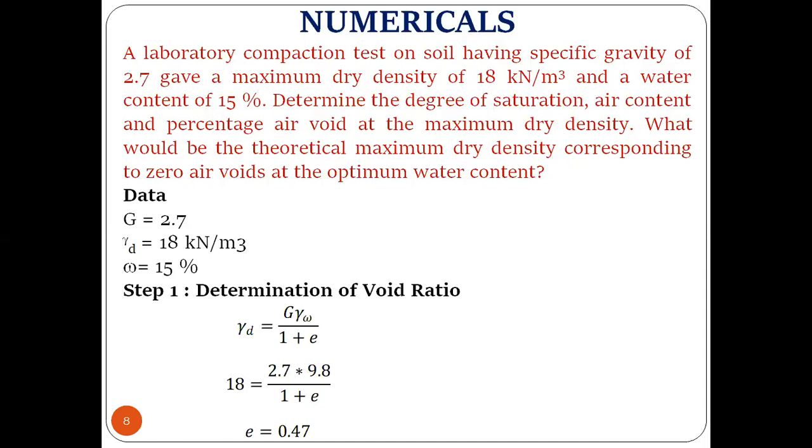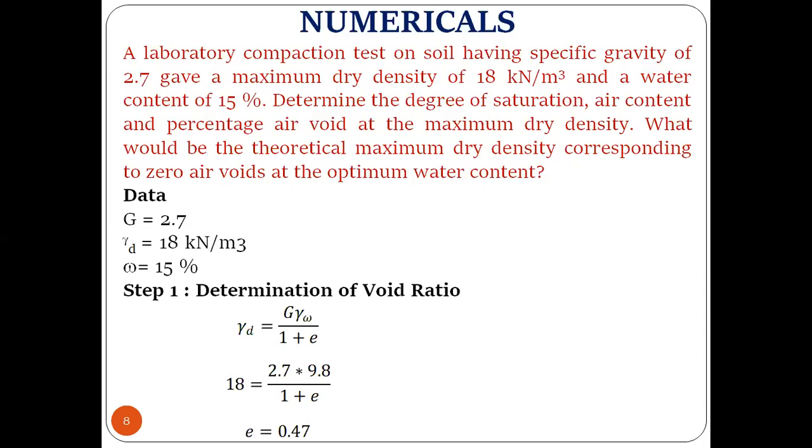So we have to find out degree of saturation and then air content and percentage air voids at a maximum dry density which is required. So what would be the theoretical maximum dry density corresponding to 0 air void at the optimum water content? That means for 0 air void, there is no air void at all. At that point, what will be the maximum dry density that we have to find out? So these are the things to find out.